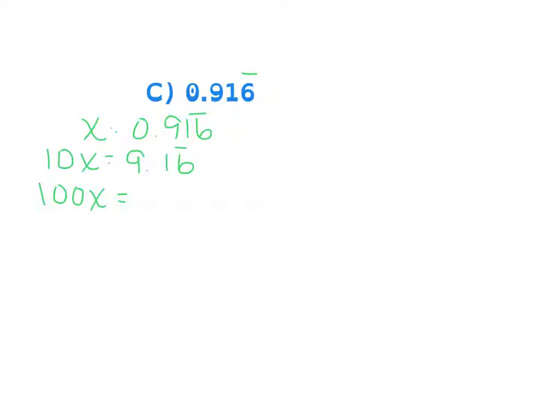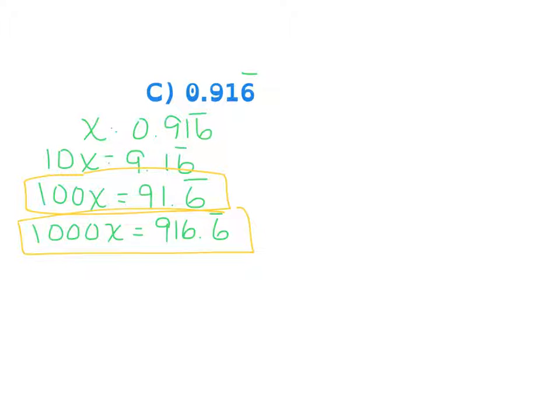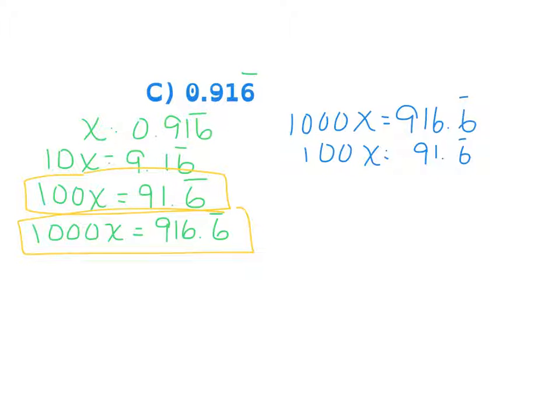100x, okay, moves over again. 91.6, just the 6 repeating. Okay, right now none of these match exactly, so I still have to go another time. 1000x equals 916.6 repeating. Notice right here, the 100x and the 1000x both have a decimal point that's exactly just 0.6 repeating. So we're going to subtract these two. Start out with 1000x equals 916.6 repeating, and then 100x equals 91.6 with just the 6 repeating.